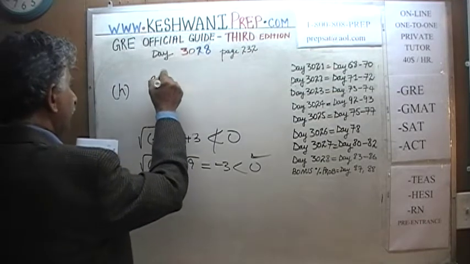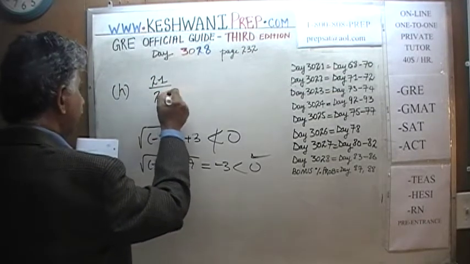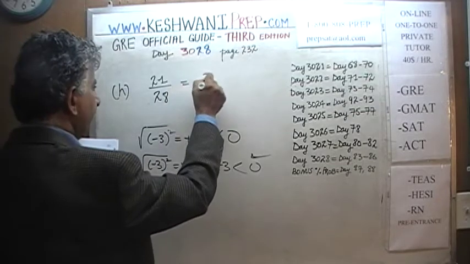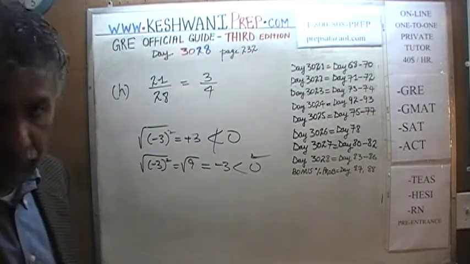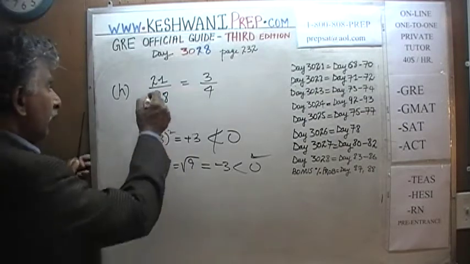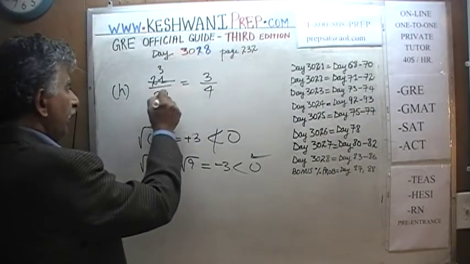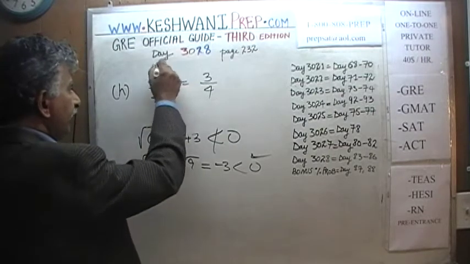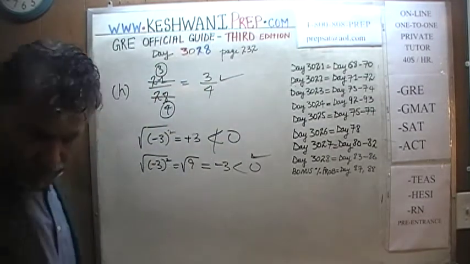H says 21 over 28 is equal to 3/4. Let's find out, shall we? 21 over 28, they share a common factor of 7. If you were to divide top and bottom by 7, 21 indeed has 3 sevens, and 28 is made up of 4 sevens. So it is 3/4. It is correct.